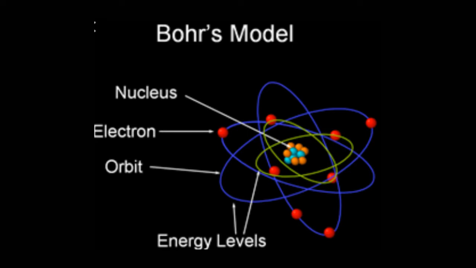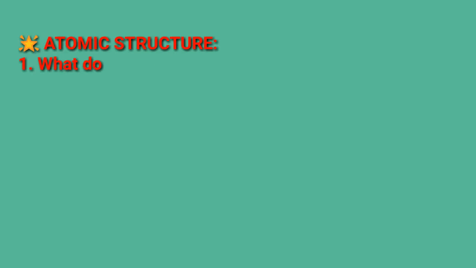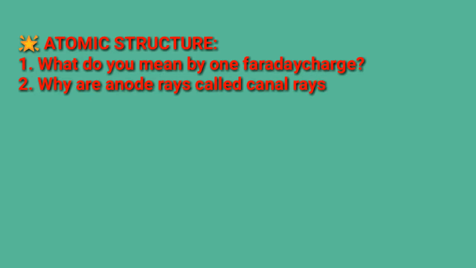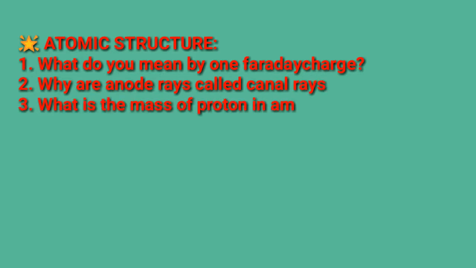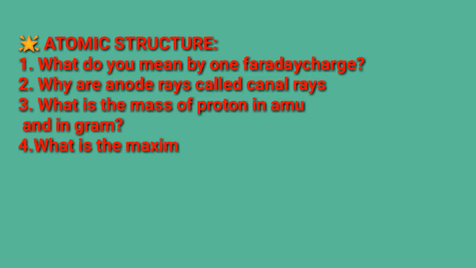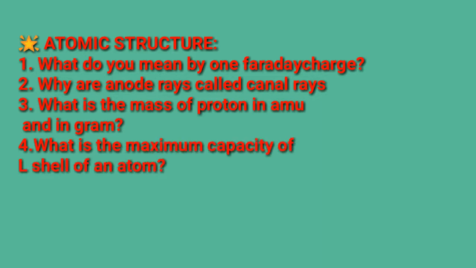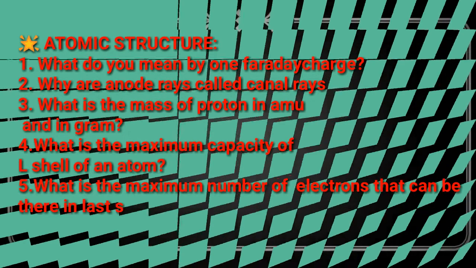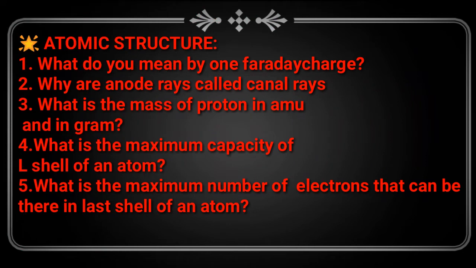My dear students, here I choose a few important questions. Number 1, what do you mean by 1 Faraday charge? Number 2, why are anode rays called canal rays? Number 3, what is the mass of proton in atomic mass unit and in gram? Number 4, what is the maximum capacity of L shell of an atom? Number 5, what is the maximum number of electrons that can be there in the last shell of an atom?